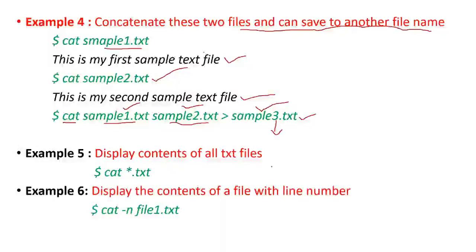Next, display contents of all text files. So you can use the cat command, then space, type star.txt. Next example, display the contents of a file with line numbers. Okay. Now see, whatever contents are written here, if you want line numbers for that, like line number 1, 2, 3 and 4, you can use the option: cat command space -n space file1.txt.